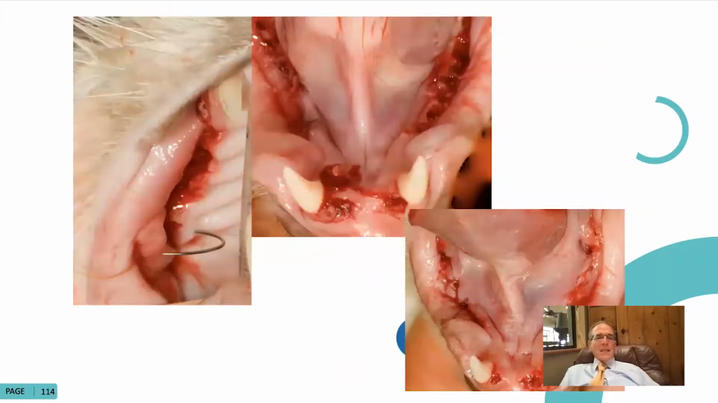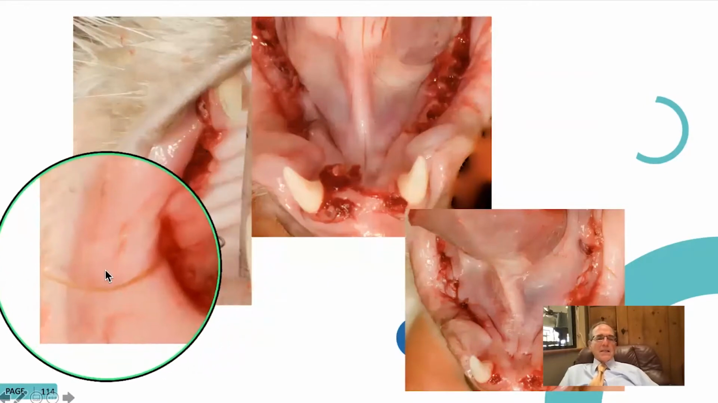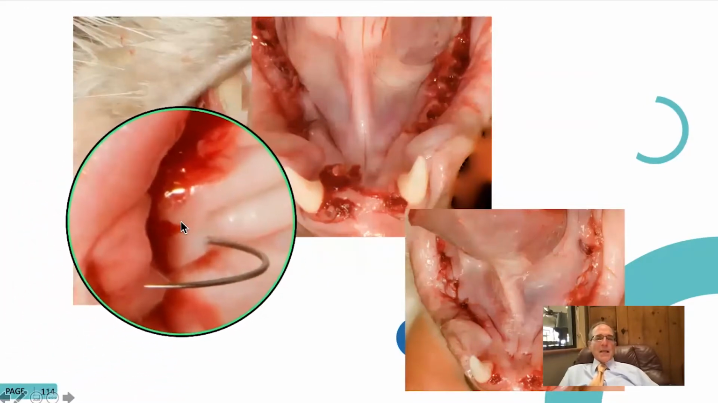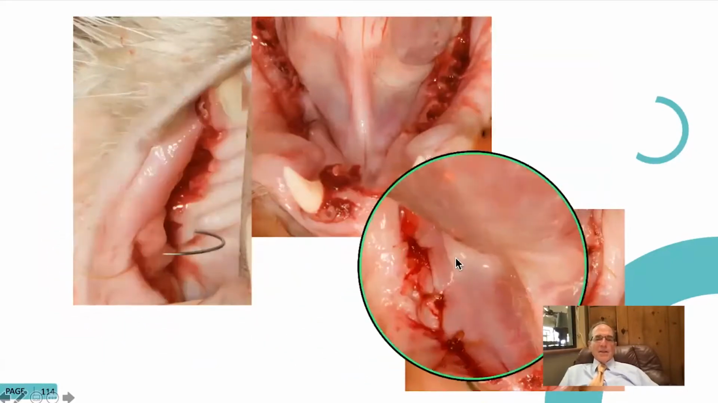And then when it's closed, take very large bites. This is catgut on a P3 needle, really large bites. Sometimes you do simple continuous, but usually simple interrupted.